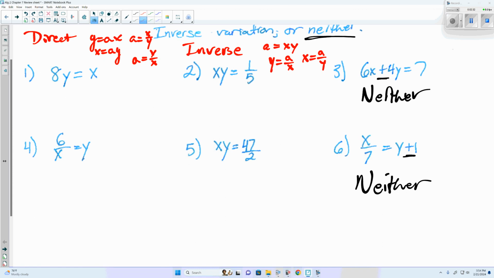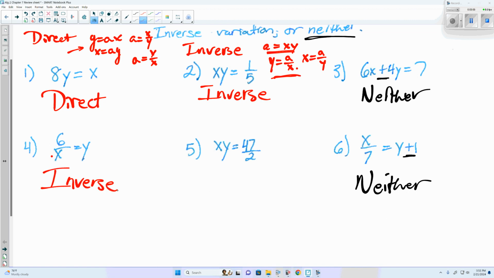Now, when we look at the first one, 8y equals x, that matches up to one of these two forms, so this is direct. x times y equals 1/5, well, x and y being multiplied together is this form here, so that is inverse. Number 4 is 6 over x equals y. Since we have x in the bottom of the fraction, like this one, and y by itself, this would also be inverse. So again, we're just matching it up.